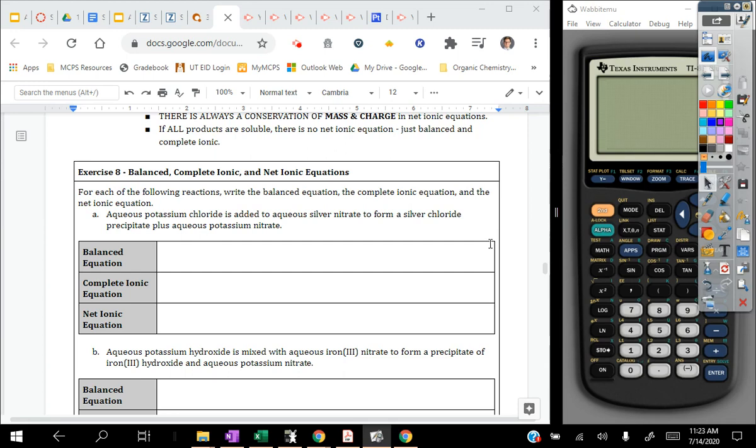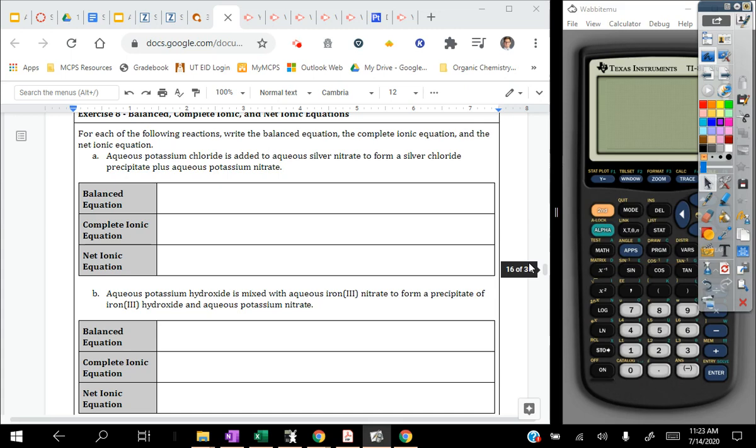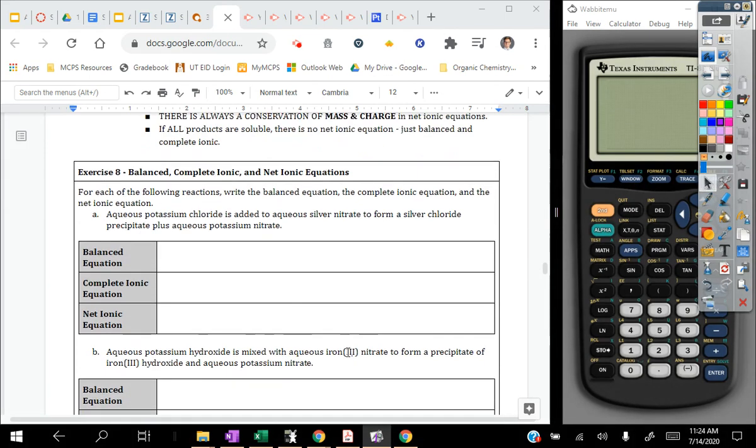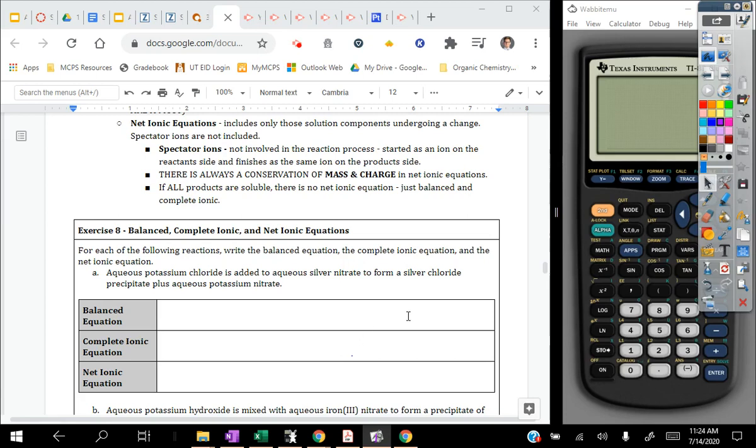So we're going to do some examples together, and we're going to show all three. So I give us a written chemical equation. It tells us we have aqueous potassium chloride, and it is added to aqueous silver nitrate to form silver chloride precipitate, meaning solid, and aqueous potassium nitrate. So here I've got KCl, aqueous, plus AgNO3, aqueous.